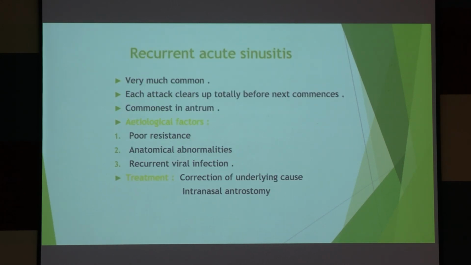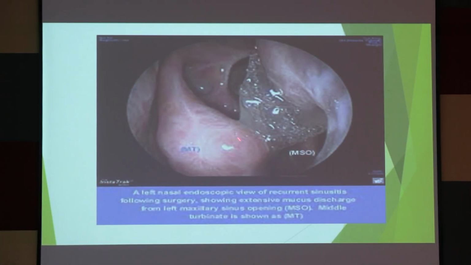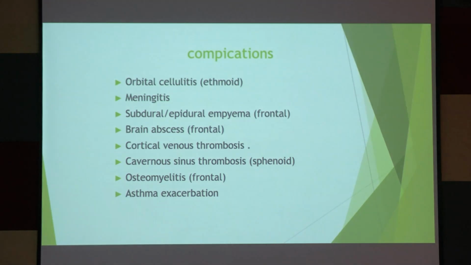If it is recurrent, then we have to address the actual cause. There must be some cause, otherwise it should not be recurrent sinusitis at least. So, we should consider if there is any antibiotic resistance or not, or if there is any anatomical obstruction or not. See, this is a beautiful picture. This is a recurrent sinusitis after surgery. It's all open. These are the ethmoid cells. This is the maxillary sinus opening. Still, the patient is developing this thing.